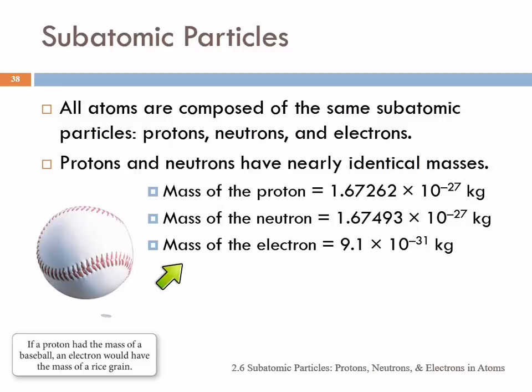The electron, though, is much smaller. This is 9 times 10 to the minus 31 kilograms. It's about 1,800 times smaller than the proton and the neutron. So if the proton was a baseball, the electron would have the mass of a grain of rice. And that's why, in terms of the mass of the atom, the electrons really don't contribute much. For many purposes, we can just ignore their mass entirely. Any questions? You do not need to memorize these masses.